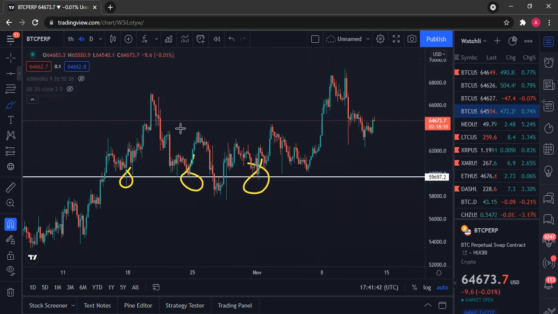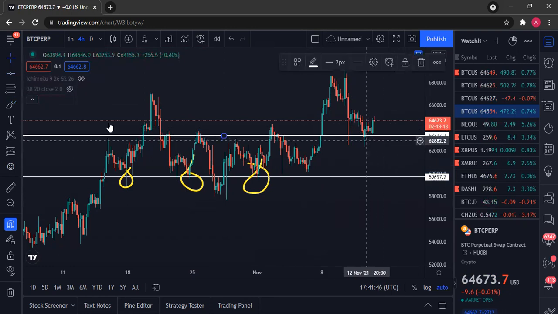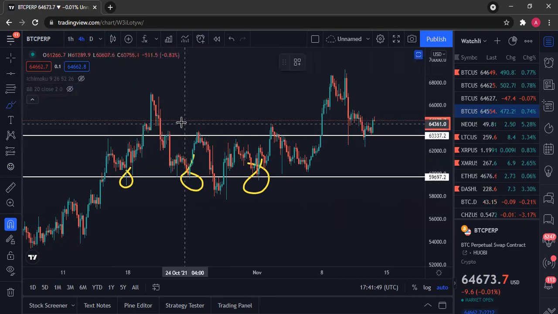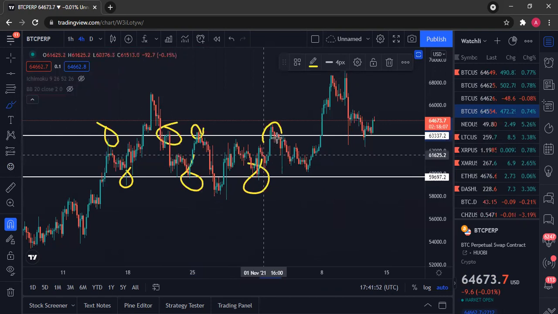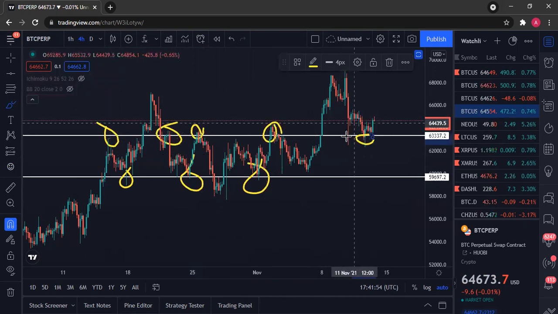If I want to pick up another level again, I'll pick up this level. Yeah, and this level, you can see it was used here. We have it here, here, here, here. Can you see like that?